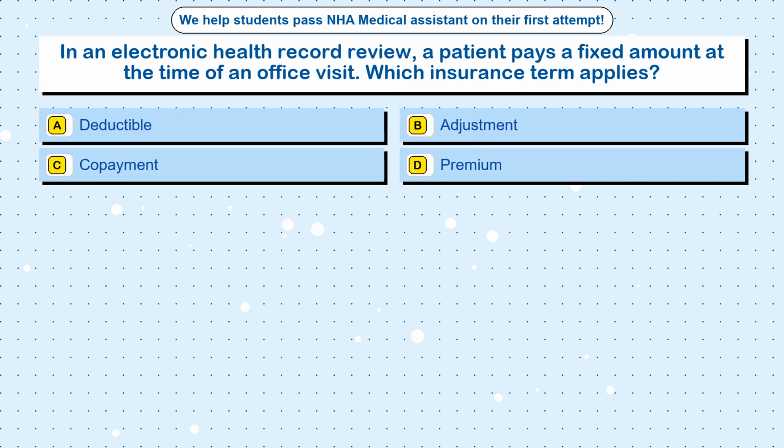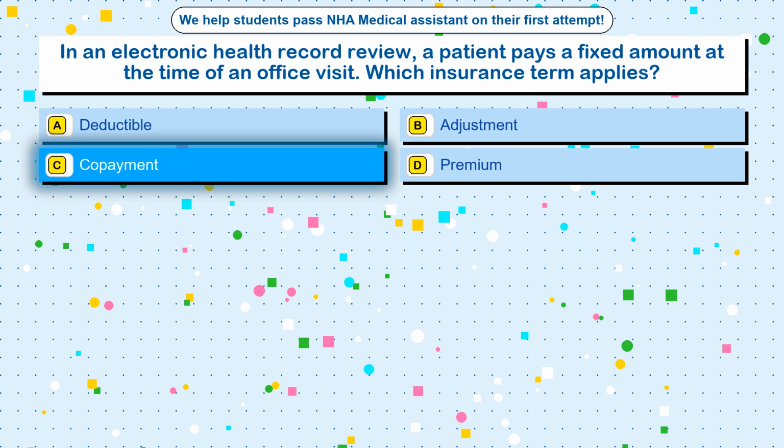Question 38. In an electronic health record review, a patient pays a fixed amount at the time of an office visit. Which insurance term applies? Option A, deductible. Option B, adjustment. Option C, copayment. Option D, premium. The correct answer is option C, copayment.